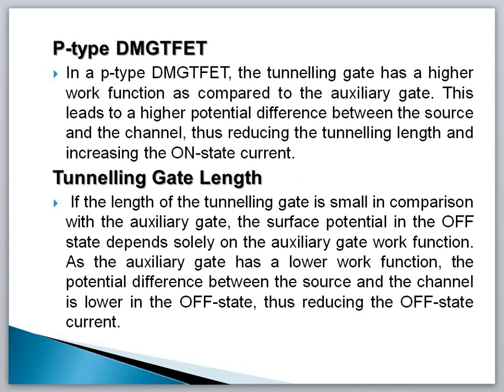If the length of the tunneling gate is small in comparison with the auxiliary gate, the surface potential in the off state depends completely on the auxiliary gate work function, which is lower than the tunneling gate work function. As the auxiliary gate work function has a low value, the potential difference between the source and the channel is lower in the off state, thus reducing the off state current. Lower work function at the auxiliary gate side helps to improve the off state current while reducing the off state value of the drain current.